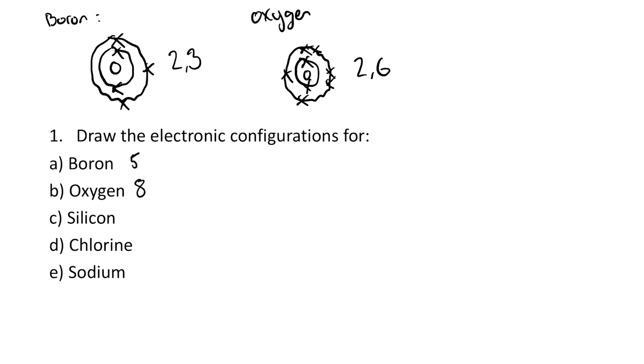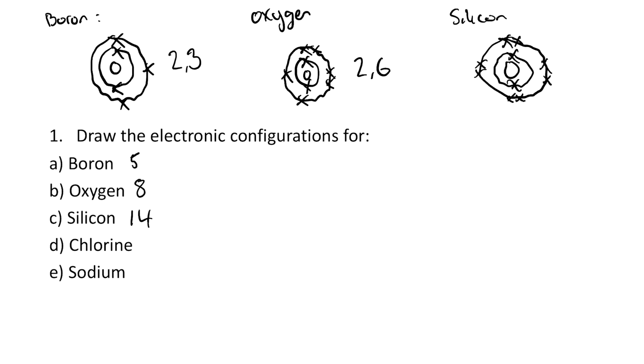The third one asks us to do silicon. Now that has a proton number of 14. So let's draw silicon up here. Following the rules, we do the first shell first. That can fit 2. That leaves 12 left. Well, we know the second shell can fit 8. So if there's 12 left, that will be full. So 1, 2, 3, 4, 5, 6, 7, 8.